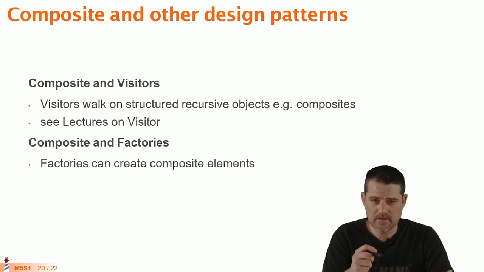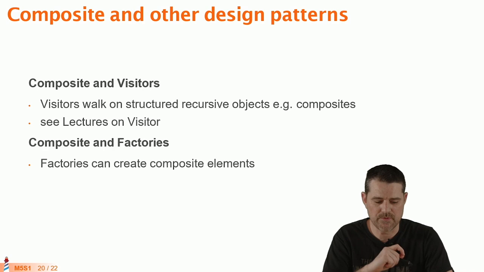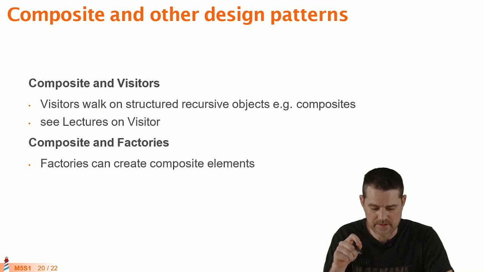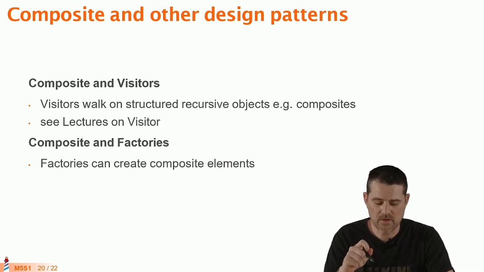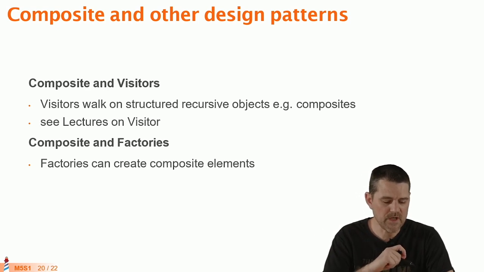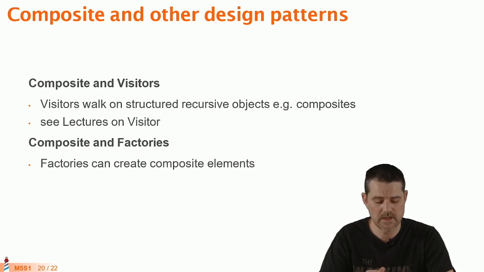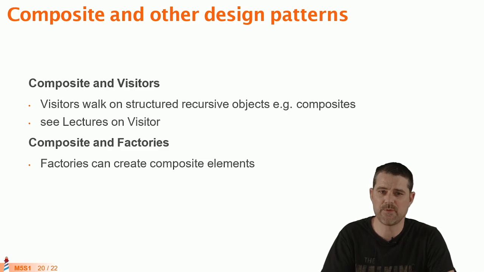The composite design pattern is really interesting because it can work perfectly with other design patterns. For example, we will see that the composite and visitor play very nicely together. And visitors, we will see in another lecture. This is to implement specific operations on composites. But composite can also be used with factories, because sometimes it is difficult to create this kind of tree structure, and using factories can help to have different kinds of elements in the tree structure.